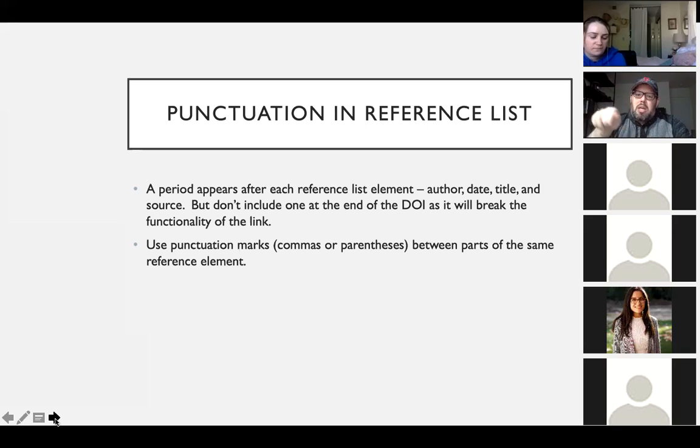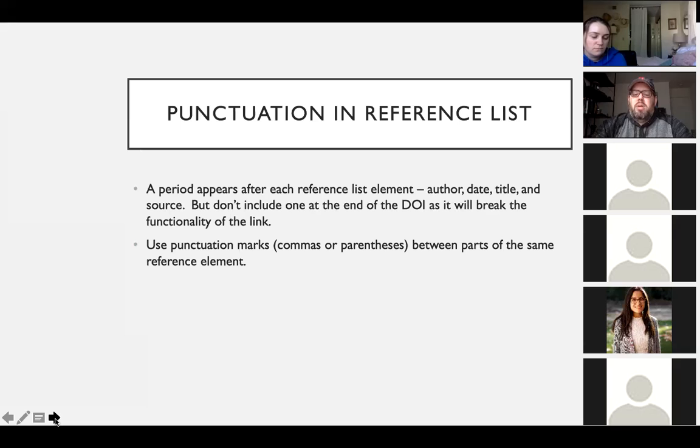And so they would actually copy and paste it into a web browser, and it should take them to where you found that original source. If you put a period, it becomes a part of the web address and it won't allow the link to work. So we don't want to put a period there at the end of the DOI.